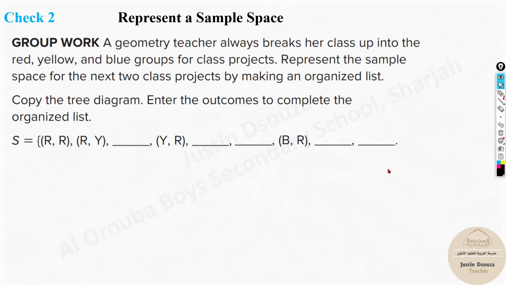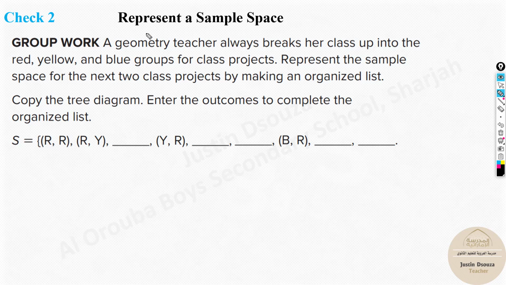Now we have a real world problem. Please take time for this, solve it by yourselves, and then continue watching the video. Now we will do it over here. A geometry teacher always breaks her class up into red, yellow, and blue groups. For a class project, represent the sample space for the next two class projects by making an organized list. Copy the tree diagram. Okay, we will do the tree diagram as well. Now into the column in the organized list. First of all, we have already given some of it. You have to just complete this.